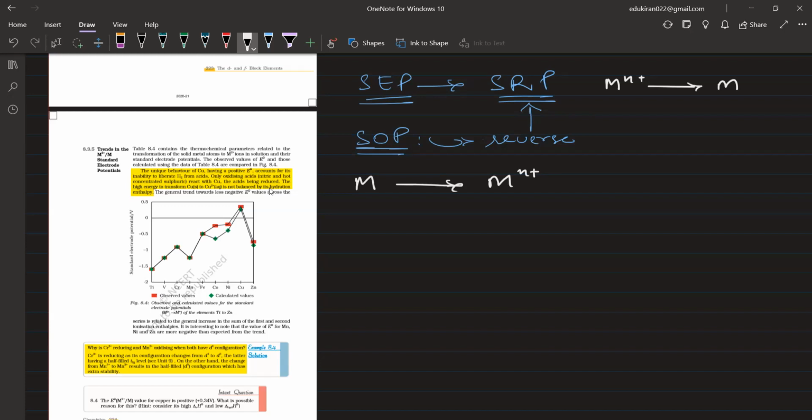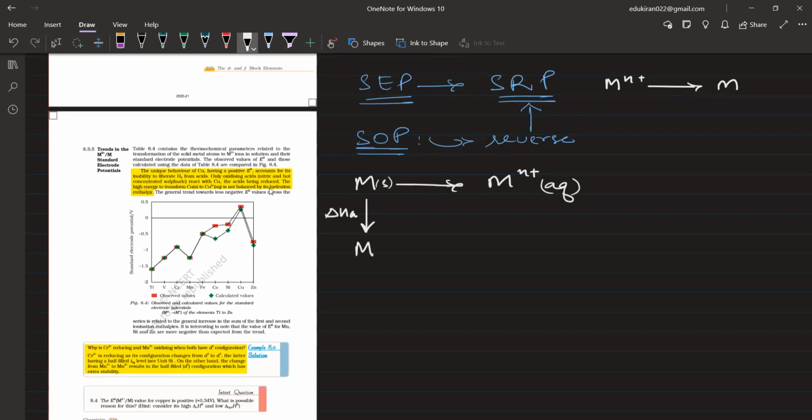Now, first of all, when we have standard electrode potential, we don't go from metal to Mn positive, we go from metal solid to Mn positive aqueous. There are multiple steps to this, even though it happens instantly. From the perspective of calculation, we don't have the energy released or required for this process, but we can divide it into different steps.